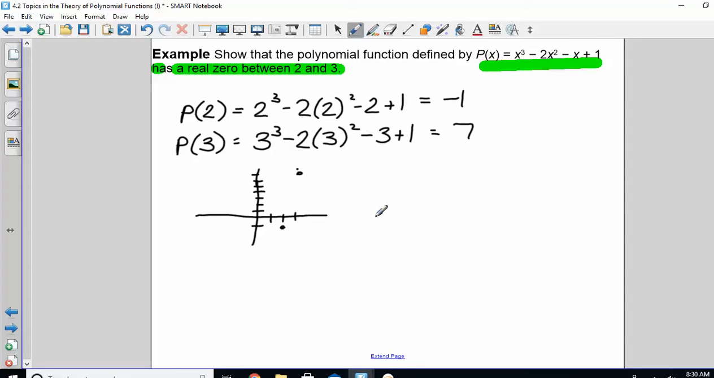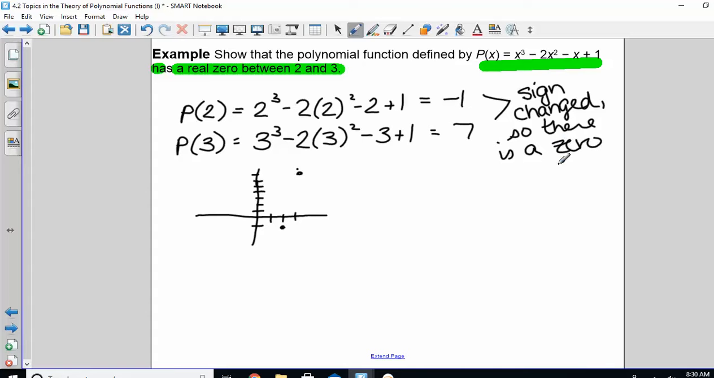So on these problems, there's really 3 things you have to do. You have to plug in the first x value, you plug in the second, and then you need to tell me what happened. So I'm just going to write a very simple explanation here. The sign changed. So there is a 0 between 2 and 3. For some x value between 2 and 3, this thing would equal 0.